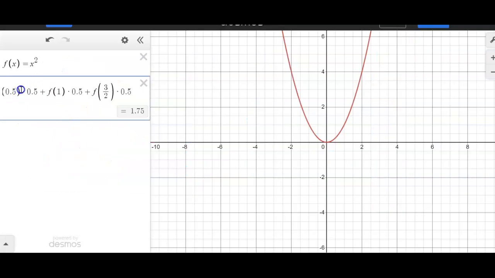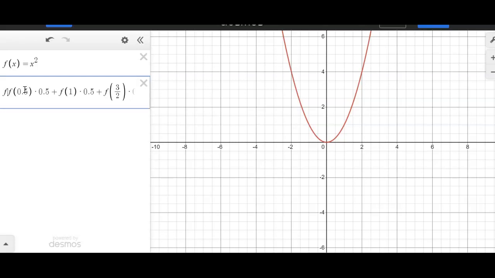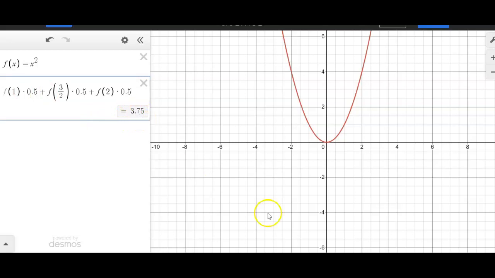All right, let's go in here. Now the nice thing about entering it this way is I can just go in and say, I don't want this one anymore, which is 0. And I need to add to this f of 2 times 0.5, and that gives me 3.75.